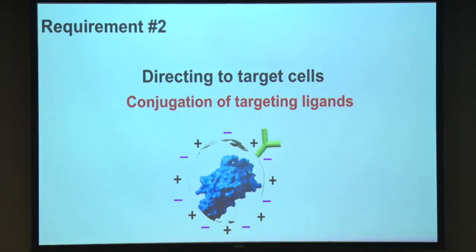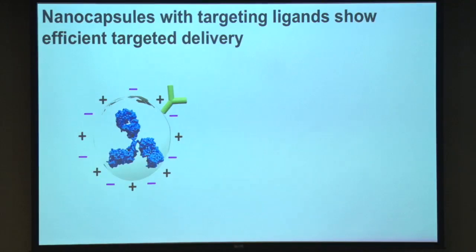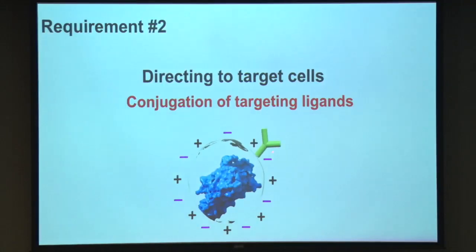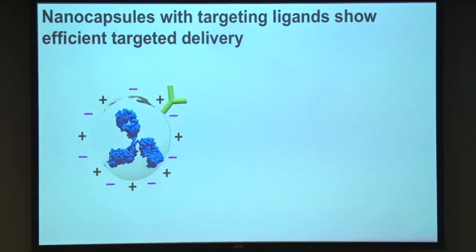And the second one is whether we can let the things go to the target cells. For material science, it's a very simple strategy. We just conjugate something and let them go. So this is the way we are doing. We just conjugate one target ligand on the nanocapsule. And how this works, I'll explain with one system we used.